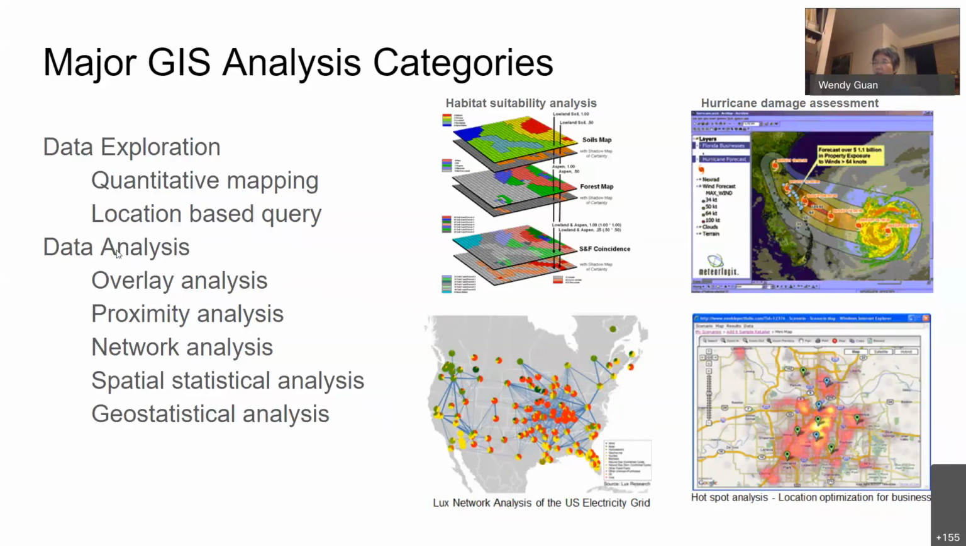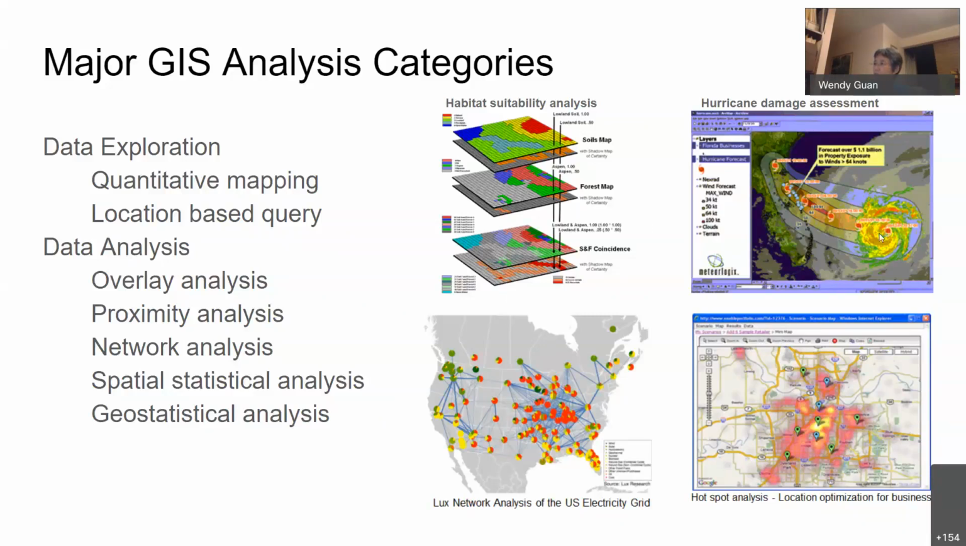For the manipulation, right, data analysis, overlay is very common. Overlay, proximity analysis, network analysis. For example, here, when you do habitat suitability analysis, most of the time you would involve some type of overlay, right? Different properties overlap to each other, forming new properties for that piece of land.